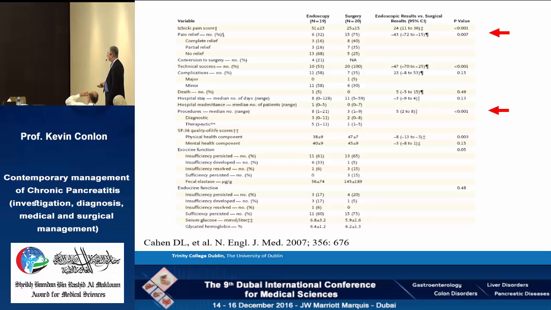The number of procedures the patients required basically was decreased in terms of surgery, 3 procedures versus 8 in the endoscopy group. But what was intriguing to me when I read this initially was that not only did their quality of life appear to be improved, but their exocrine function appeared to be maintained or improved. And so the question I asked Jakob Izbicki at the time of this paper was, should we be operating earlier on patients with chronic pancreatitis?